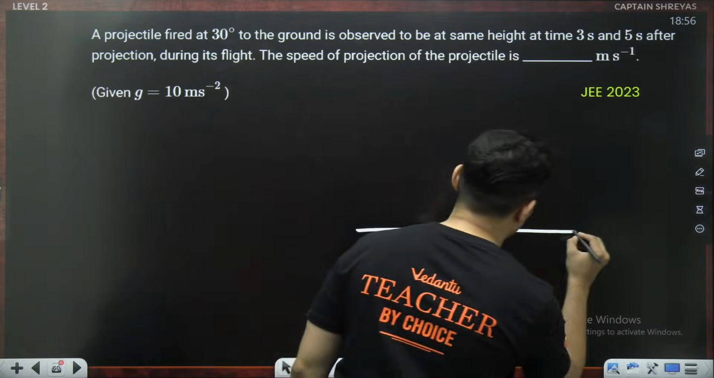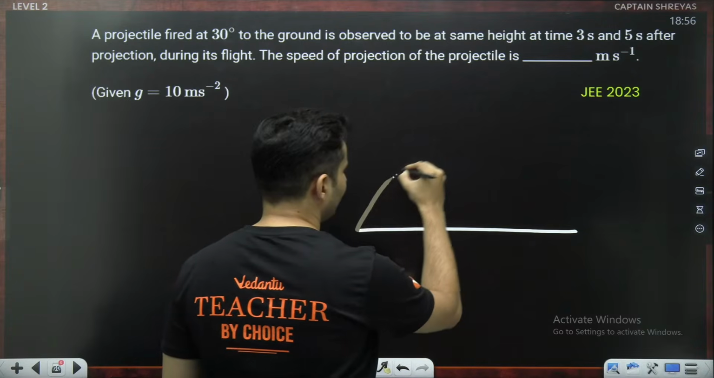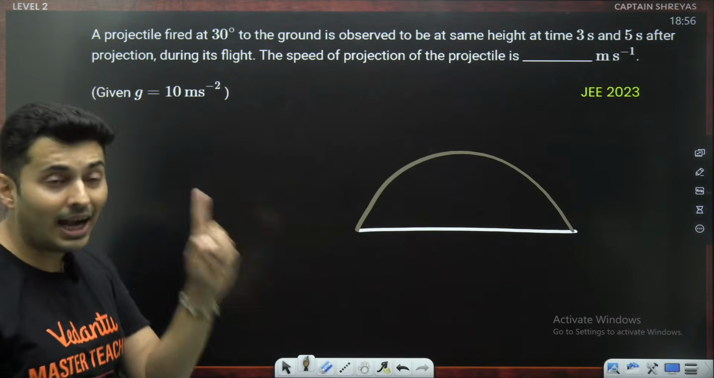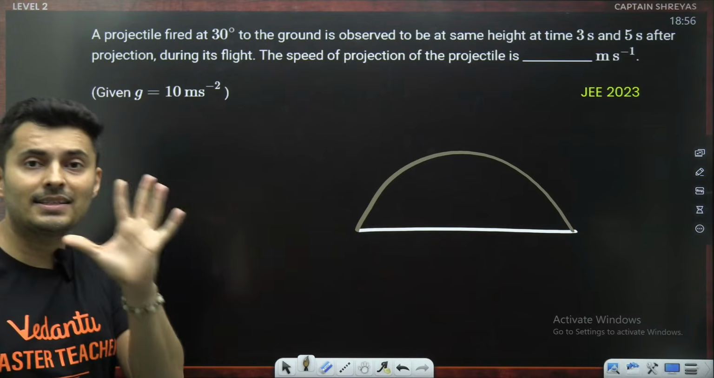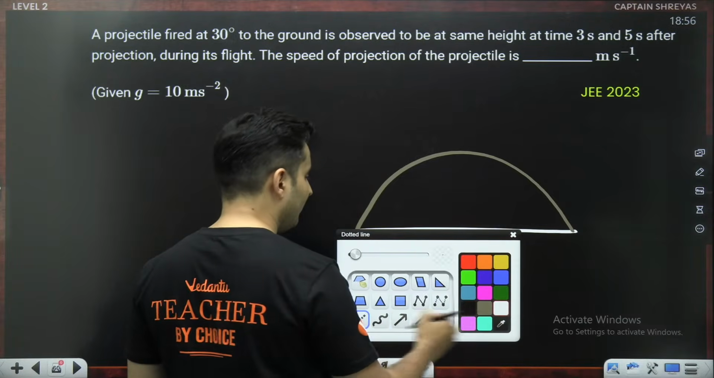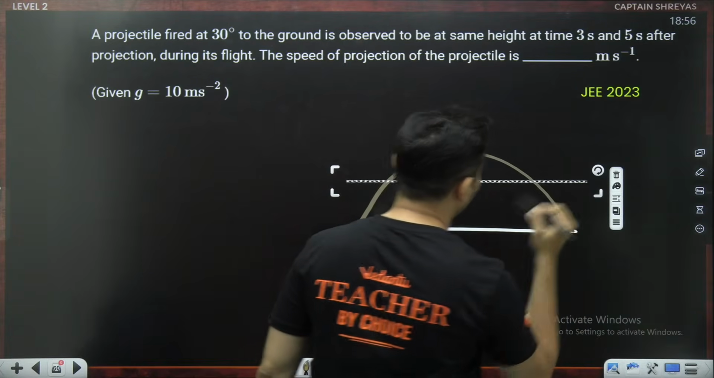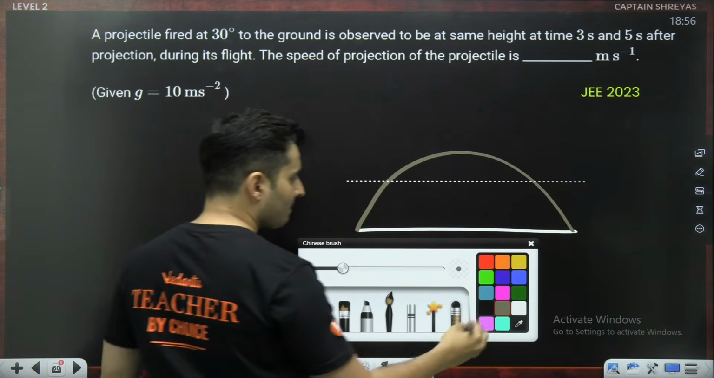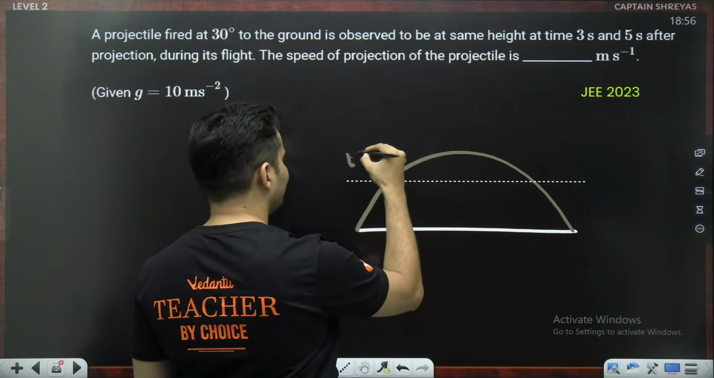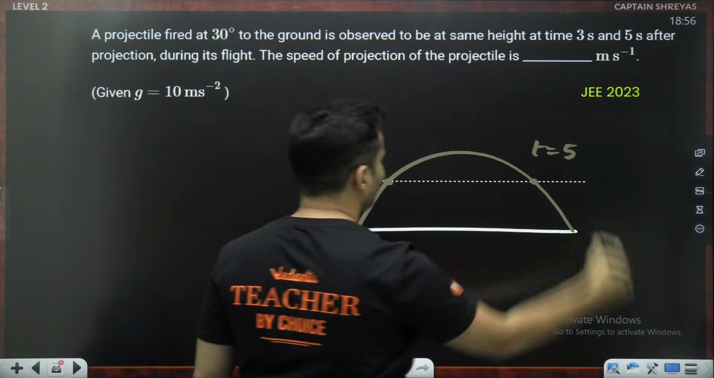So say this is the ground level. Say this is how the projectile is fired and it goes and hits here. It's at the same height at 3 seconds and 5 seconds. So probably I just draw a line parallel like this. 3 seconds if it is over here, and 5 seconds is it over here.